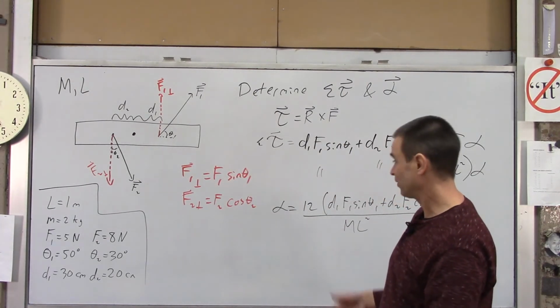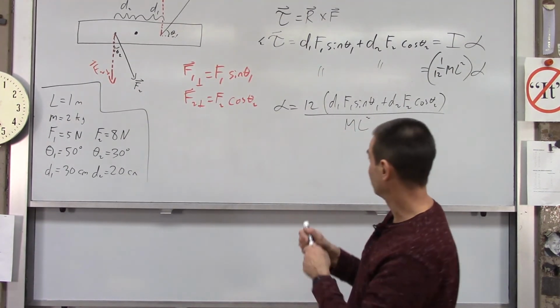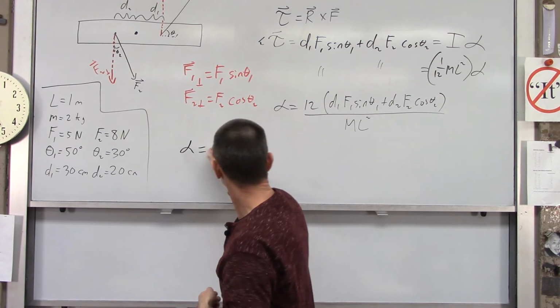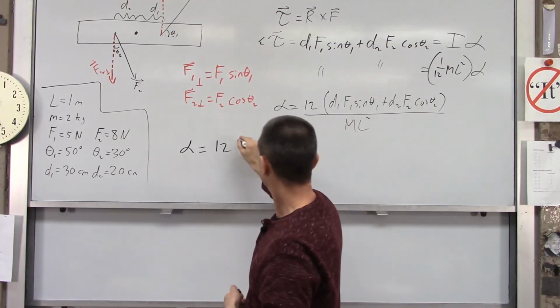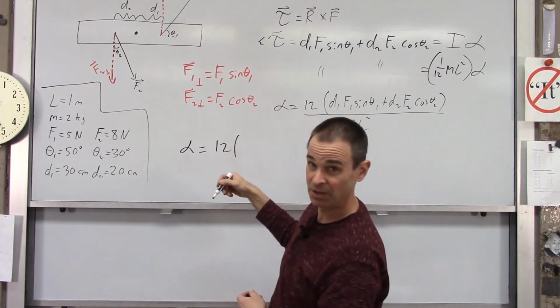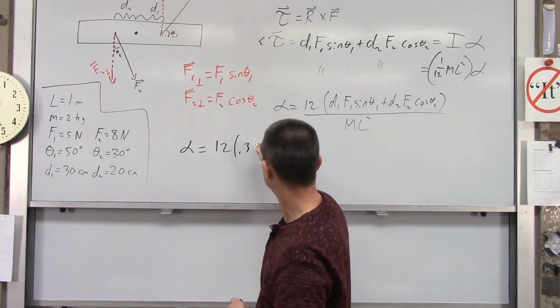Now, if you wanted a value, of course, we can sub in all our values and plug and chug. We can do that real quick here. So we've got 12. Again, that came from that 1/12 ml squared. You've got a d1, which you have to make into meters, so that would be 0.3 meters times f1.